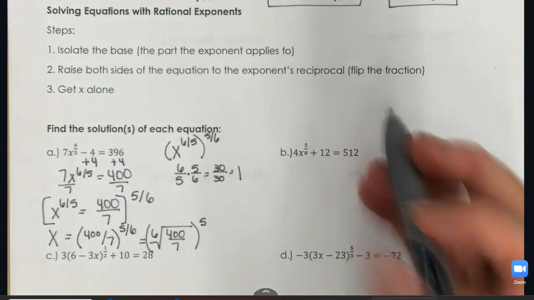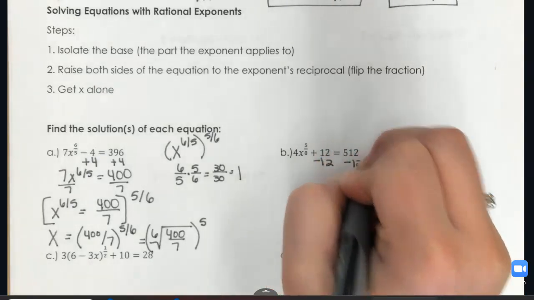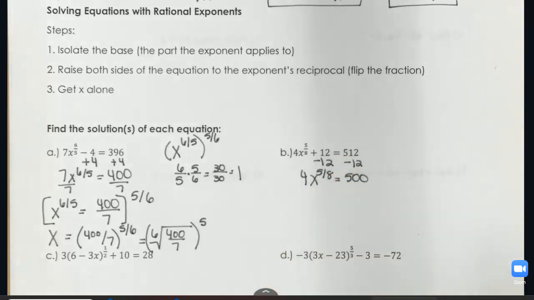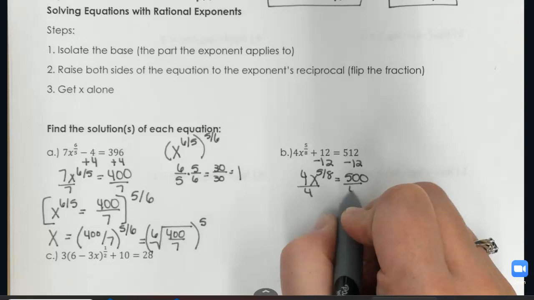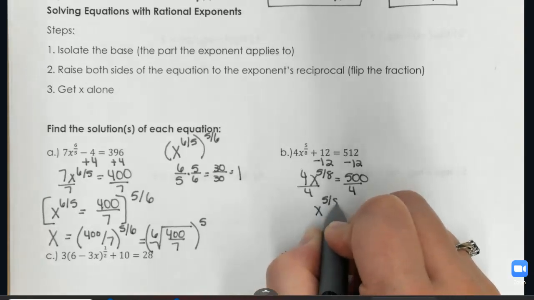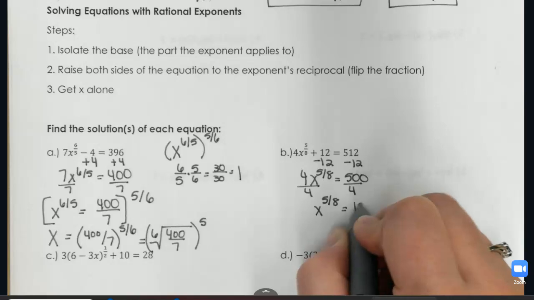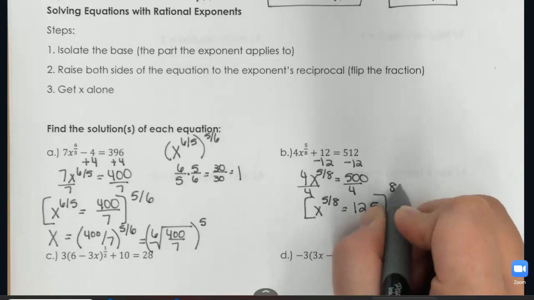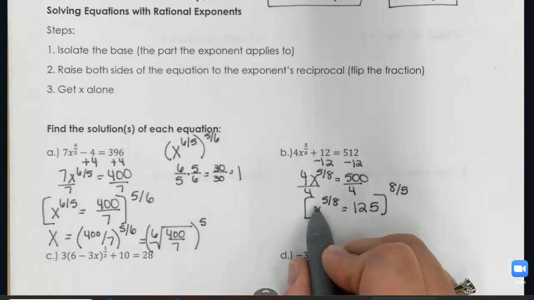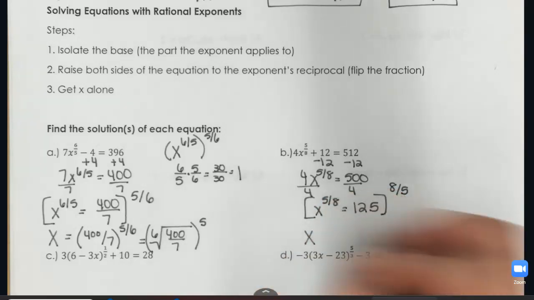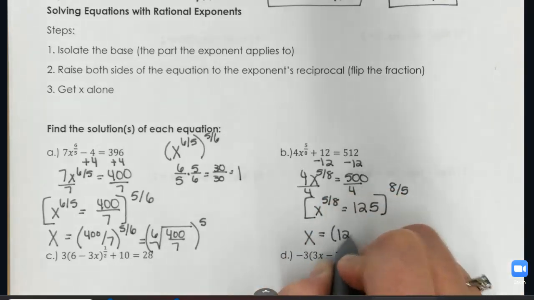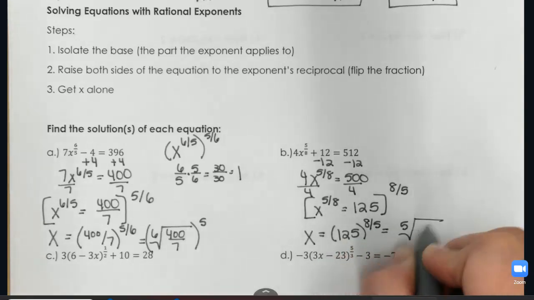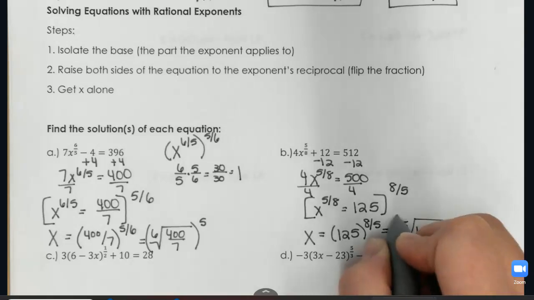Okay, on the next one, the first thing I need to do is subtract 12. So that's going to be equal to 500. Then I can divide by 4, and this one will evenly divide by 4, and x to the 5/8 will be 125. The reciprocal of 5/8 is 8/5. So again, when you're multiplying by the reciprocal, you'll get an exponent of 1. So this is going to be 125 to the 8/5 power, or if you wanted to write it as a radical, the 5th root of 125 to the 8th power.